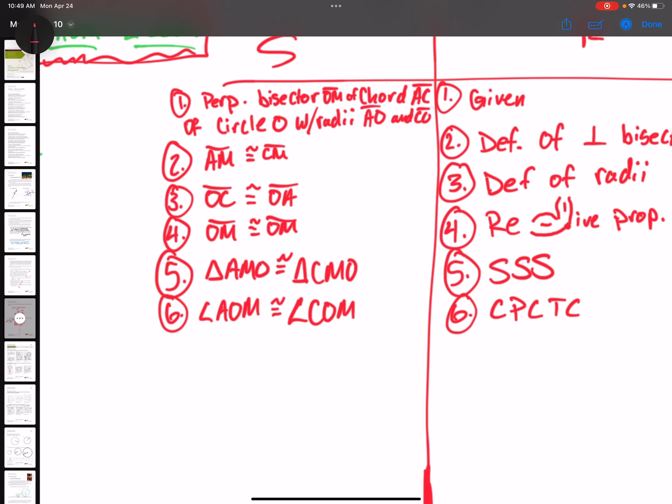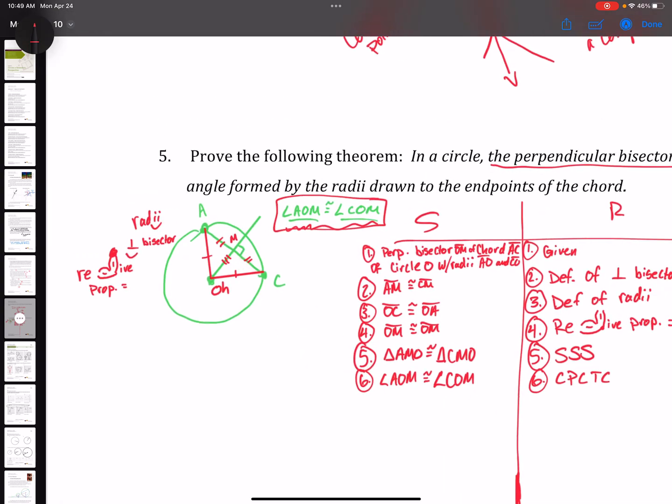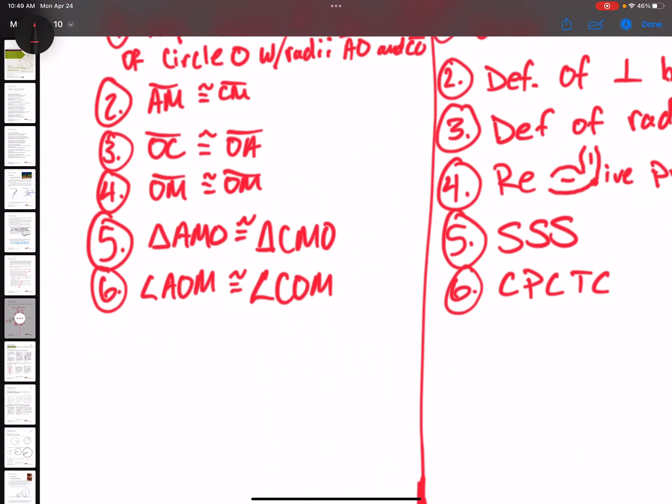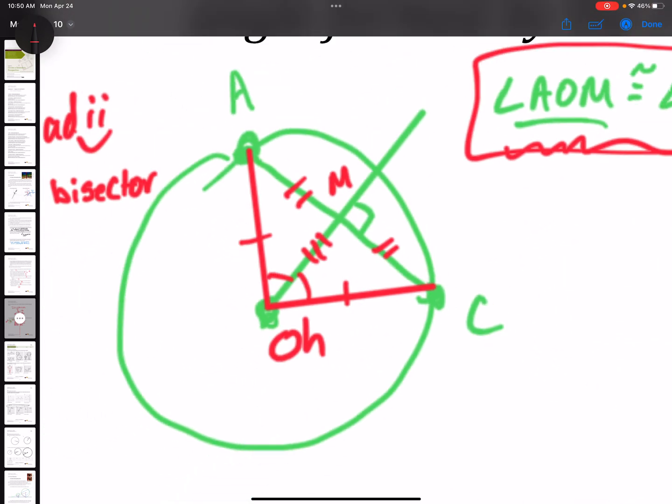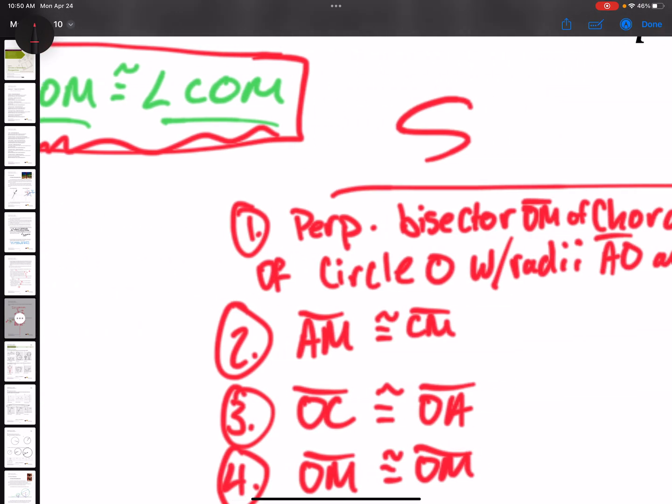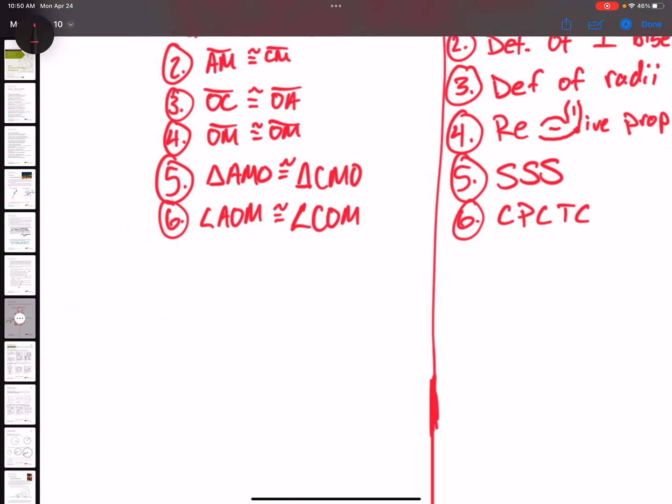Sure, no problem. Okay. So now that we have those 2 angles congruent, what can we say about line OM, this green line, relative to angle AOC? The angle bisector. It is the angle bisector because it has cut that angle in 2. That's what we were trying to prove ultimately.